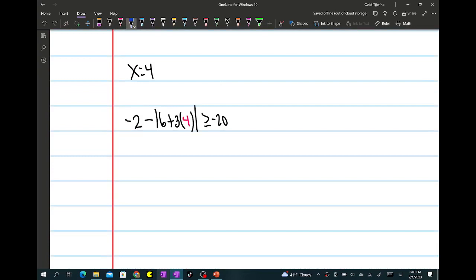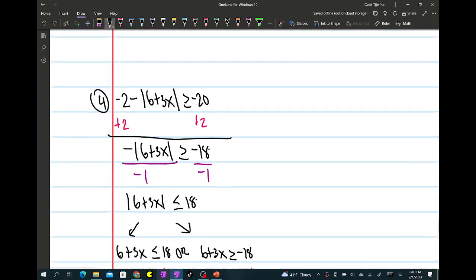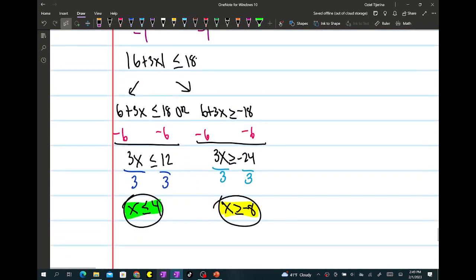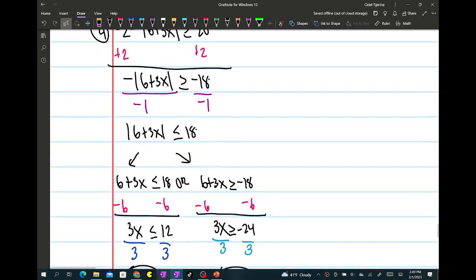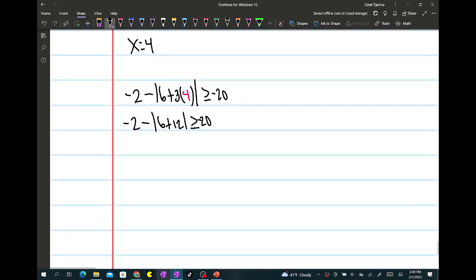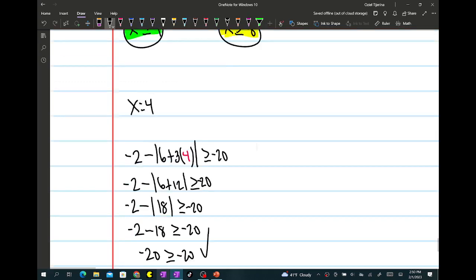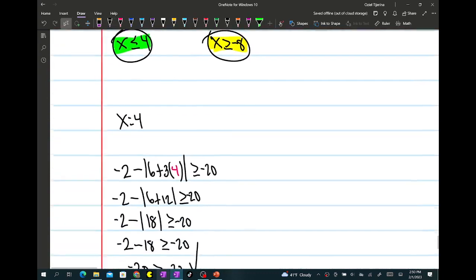And then I'm going to go ahead and add, so I'm going to do negative 2 minus the absolute value of 6 plus 12 is greater than or equal to negative 20. Okay, and then from there, I get negative 2 minus the absolute value of 18 is greater than or equal to negative 20, and then I get negative 2 minus 18 is greater than or equal to negative 20. Negative 20 is greater than or equal to negative 20, so that does satisfy that inequality. Well, actually, it satisfies that part.